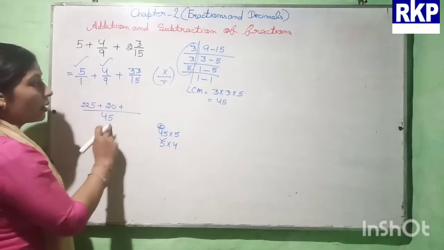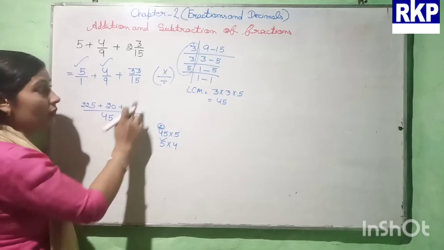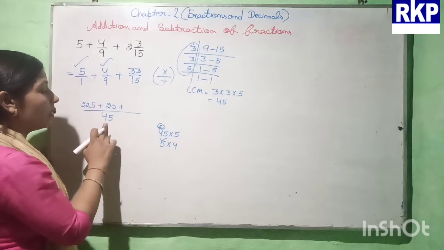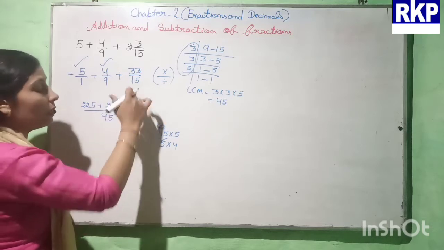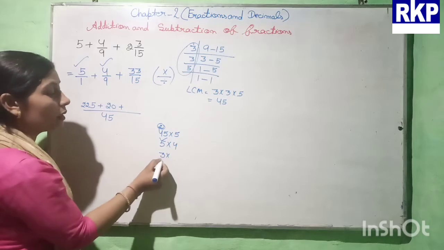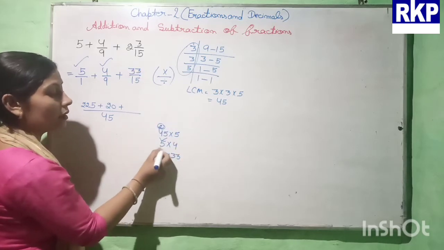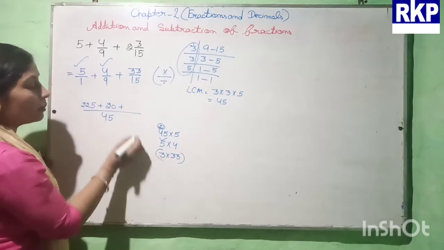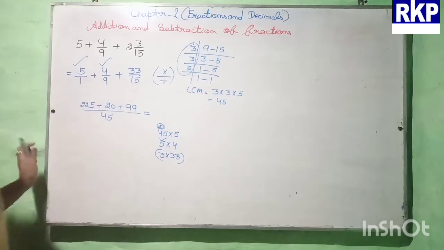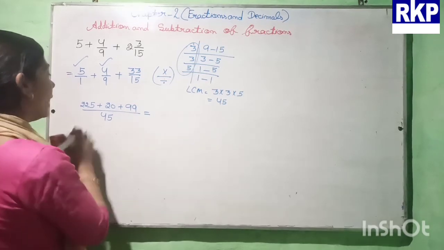Now again the same procedure, we have to divide this with the denominator of this third fraction. So when we divide 45 with 15, we get 3. Now we have to multiply this 3 with the numerator 33, and 33 multiplied by 3 will give us 99. Okay, now we have to add these.